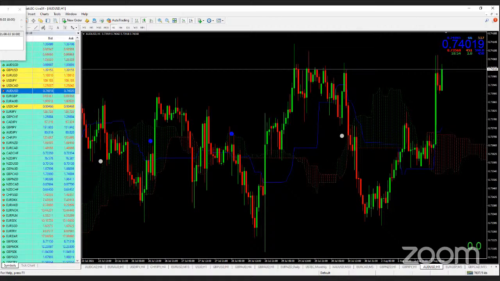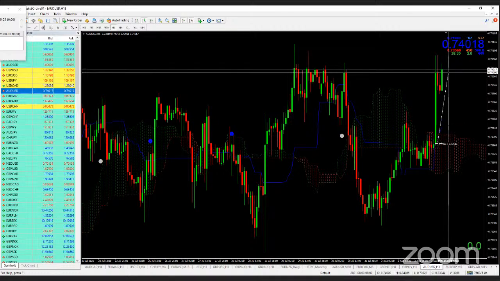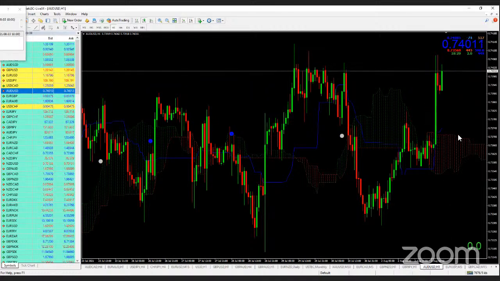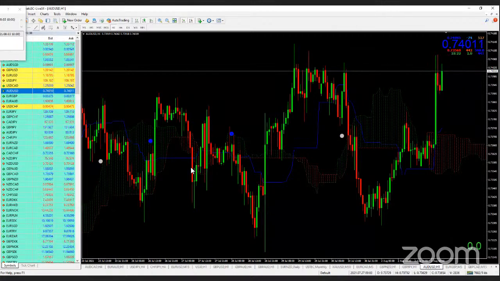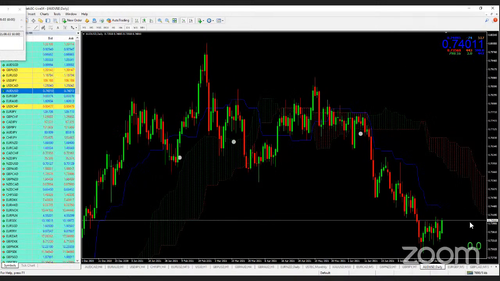Okay, so that's the one I was referring to earlier on. That's the Aussie dollar I was referring to earlier on. So we see there was a big push overnight from the news that took place in Aussie land. Okay, so it's currently at a point where I would not so much be taking it.